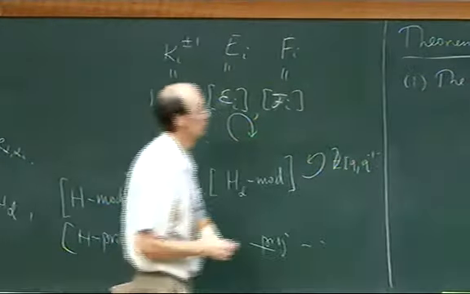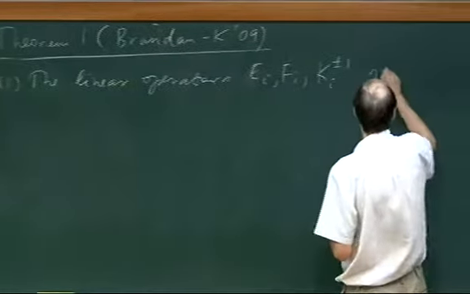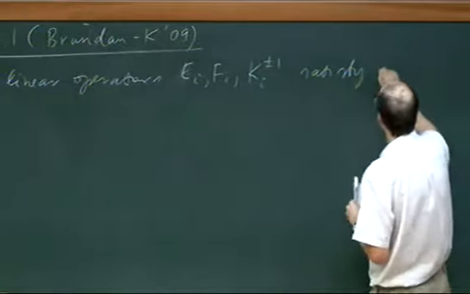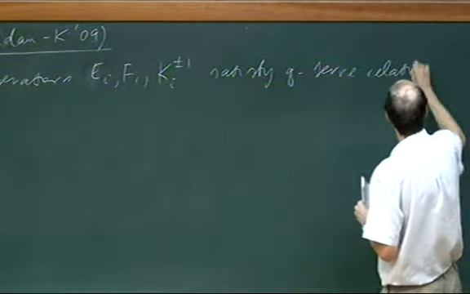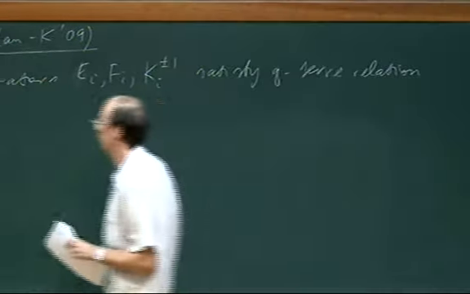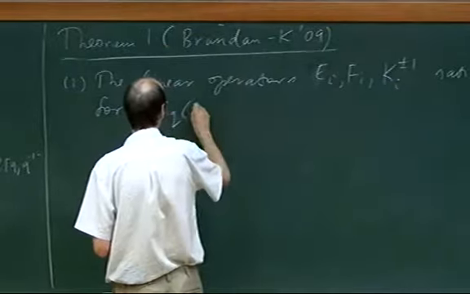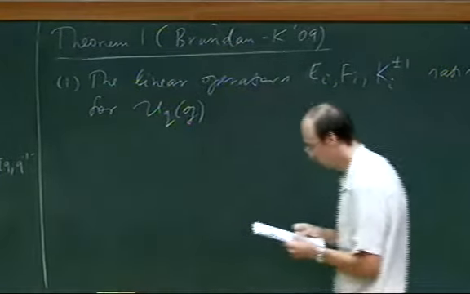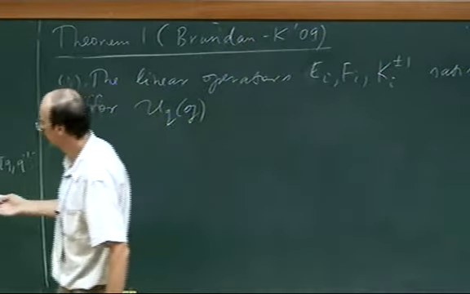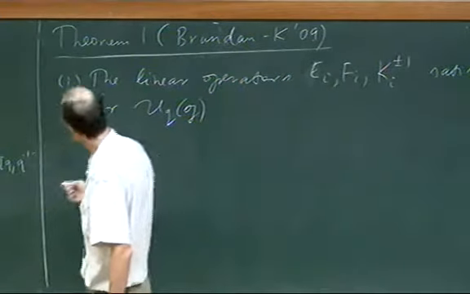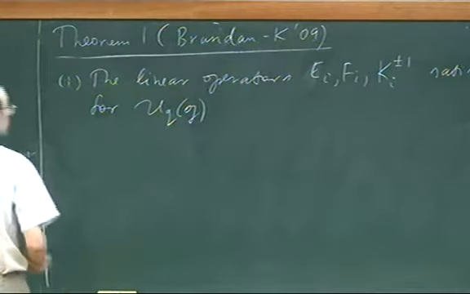So now these linear operators, defined representation theoretically, satisfy quantum Serre relations for the type A affine algebra U_q(g), which we have introduced. And therefore, we obtain a module action, a module structure over U_q(g) on these Grothendieck groups.